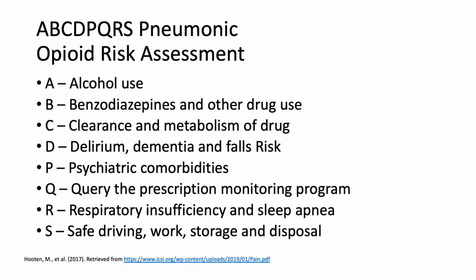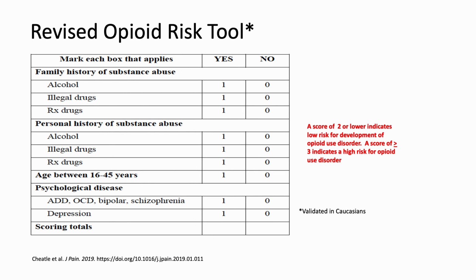If we're thinking about treating pain and discharging someone with pain medications, querying the prescription monitoring program. So for our patient DJ, if someone would have looked at the prescription monitoring program, if he was getting buprenorphine from his primary care provider or another specialist, not from an opioid treatment program that doesn't have to report it, we would have seen the buprenorphine or Suboxone right on the prescription drug monitoring program. Is there respiratory insufficiency or sleep apnea? We have to think about that if we're thinking about opioids. And are we worried about safe driving, work, storage, disposal?